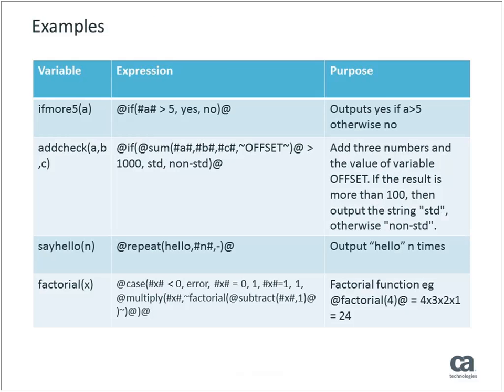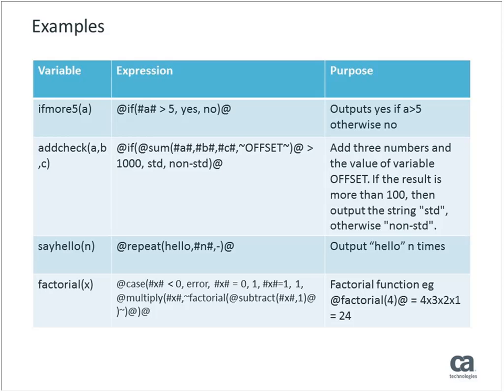Now, I've got some somewhat contrived examples here, but they show the idea. I don't think anybody would use these in real life. So there's a variable called ifMore5, and all it does is output yes if its argument is more than 5, otherwise it says no. But it illustrates the point that the argument is embedded in that if, and it can do an evaluation on that and output a result.